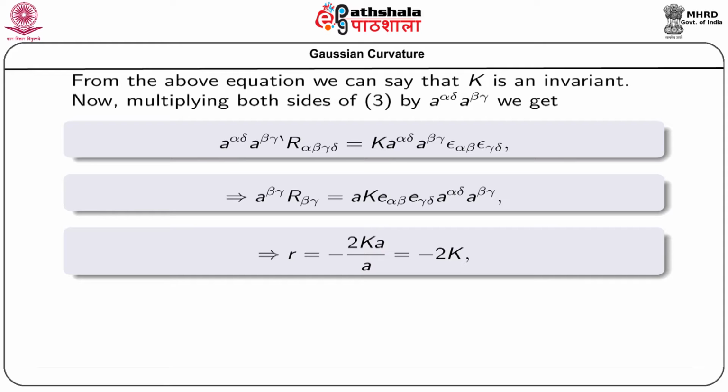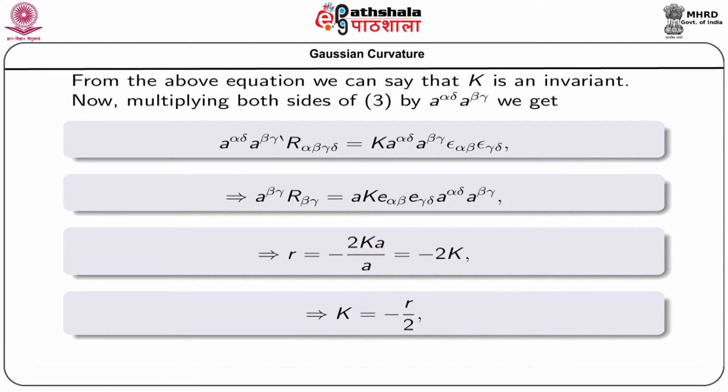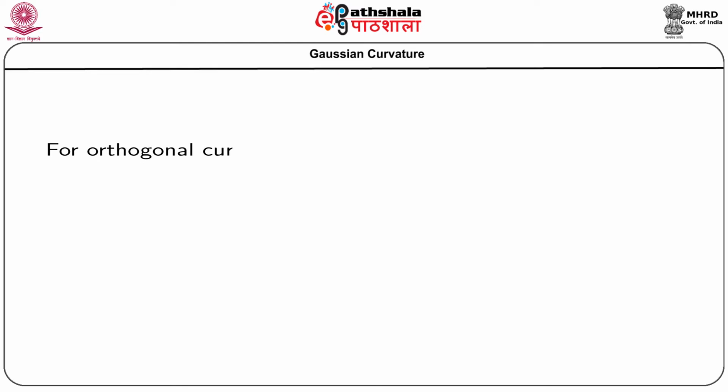So, this is a very important relation between the Gaussian curvature of the surface and the scalar curvature of the surface. That means, the Gaussian curvature is equal to minus R by 2, where R is the scalar curvature of the surface. Now, let us see about the orthogonal curvilinear coordinate system.